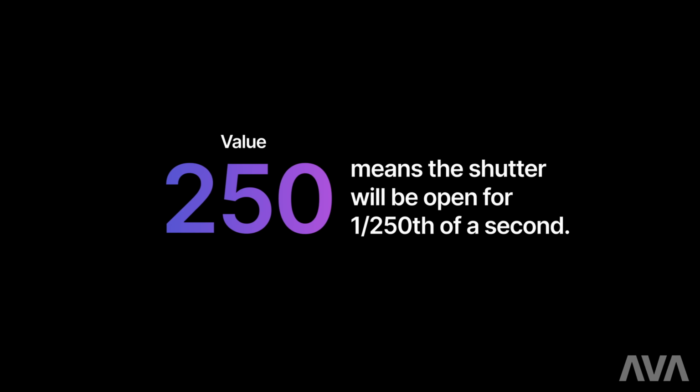Shutter speed is simply the time that the camera's shutter is open, allowing light to hit the sensor to make an exposure. For example, value 250 means the shutter will be open for 1/250th of a second. The higher number means that the shutter will open and close faster. This will give you a sharper image with less motion blur, but less light will come to the sensor and the image will be darker.